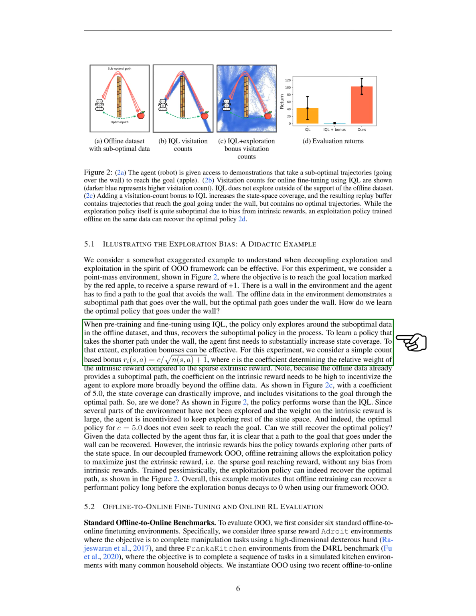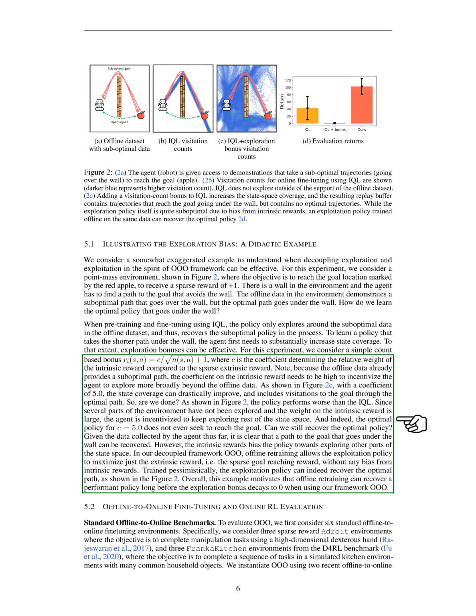When we use IQL for pre-training and fine-tuning, the policy only explores around the suboptimal data in the offline dataset, and thus recovers the suboptimal policy in the process. To learn a policy that takes the shorter path under the wall, the agent first needs to substantially increase state coverage. To that extent, exploration bonuses can be effective. For this experiment, we consider a simple count-based bonus. As shown in our results, with a coefficient of 5.0, the state coverage can drastically improve, and includes visitations to the goal through the optimal path.